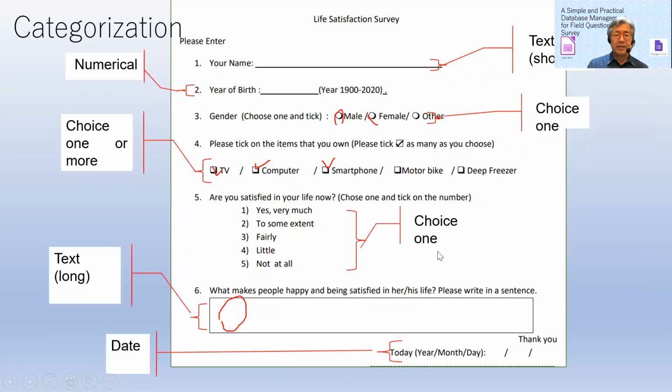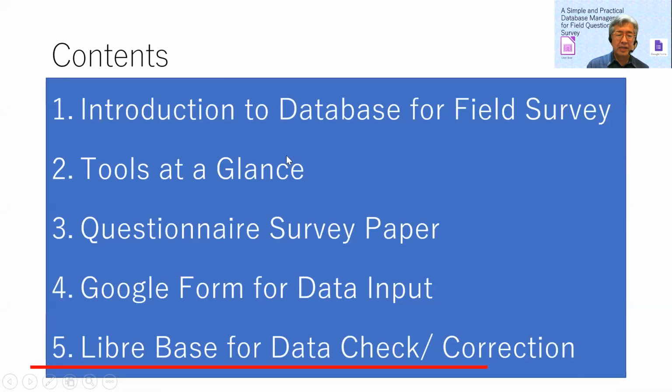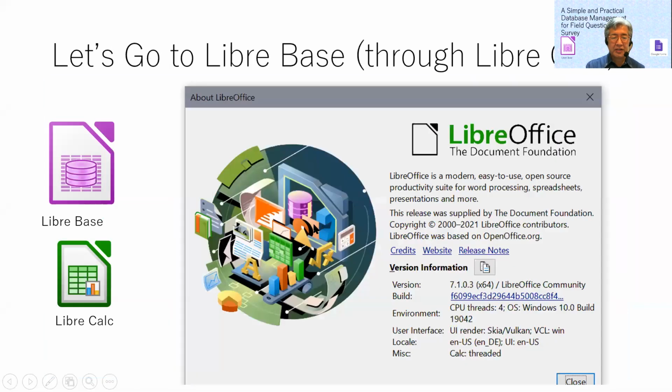Now just change it. So we finished this part. Now we are introducing the LibreBase for the data check and the correction. LibreBase is kind of the free version of Microsoft Access. So if you have Microsoft Access, you can do it. It's very similar, but the good thing is that it's free. So anyone can construct a database without any cost.